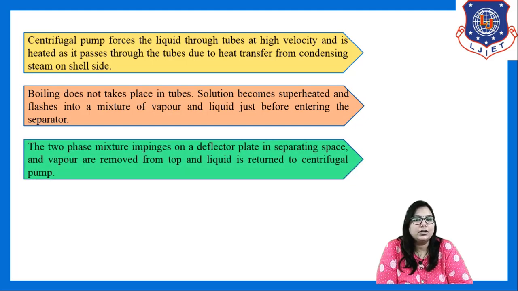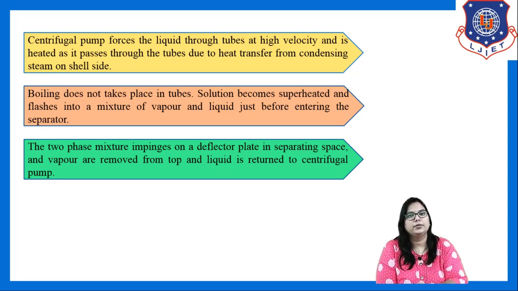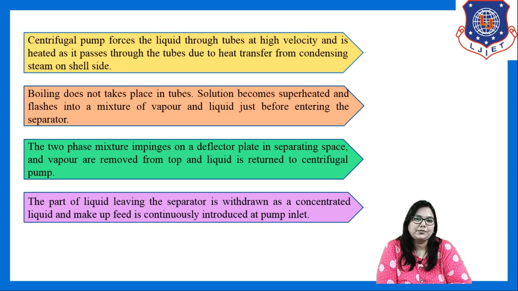Right? And the two-phase mixture, which is vapor and some unvaporized liquid, impinges on a deflector plate in a separating space. We are providing the deflector in the evaporator body top. So the two-phase mixture from the heating element impinges on the deflector and the vapor is removed from the top and liquid is returned to the centrifugal pump where the makeup feed is introduced. So part of the liquid leaving the separator is withdrawn as a concentrated liquid and the makeup feed is continuously introduced at the pump inlet.